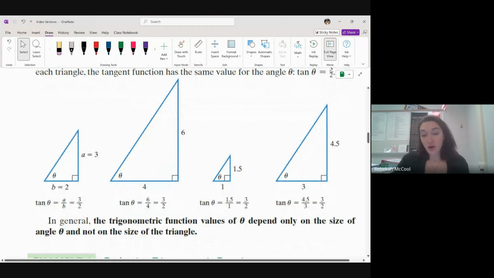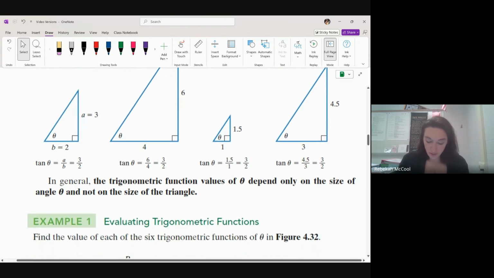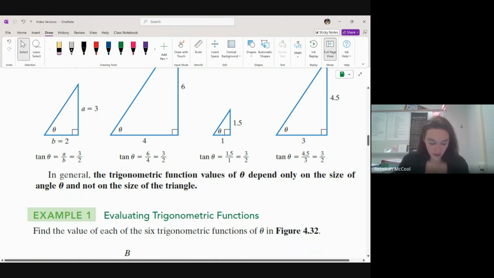But notice, even though all 4 of these triangles are different, coming with that same angle of theta, the ratios are all going to reduce to be the same thing. So in general, the trigonometric function values of theta depend only on the size of the angle and not on the size of the triangle.